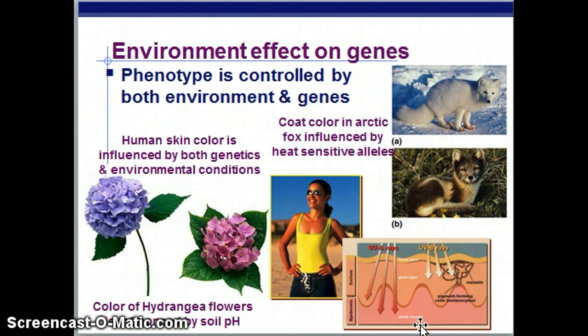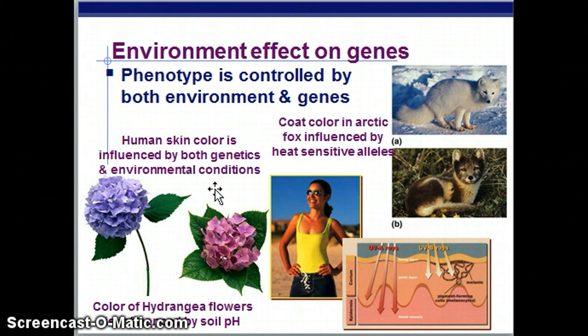So the environment may affect genes. This is why the Arctic fox is white in the winter, and then in the summer it has more of a brown coat. In flowers, for hydrangeas, the pH of the soil can influence the color, as well as skin color can be influenced by both genetics and environmental conditions.